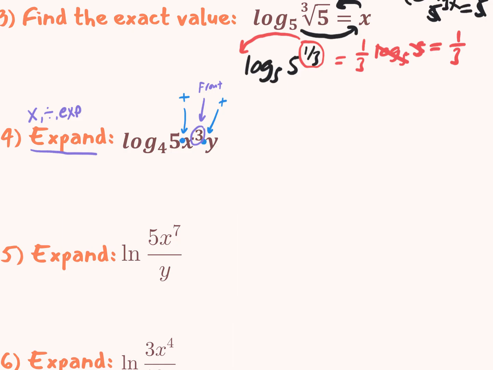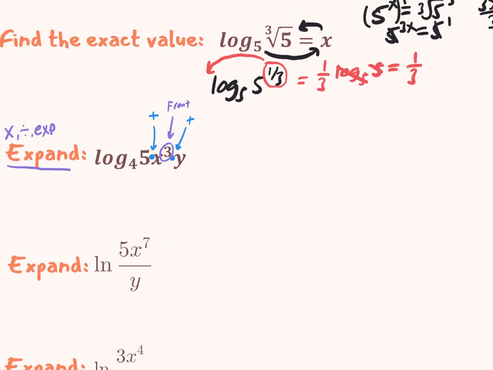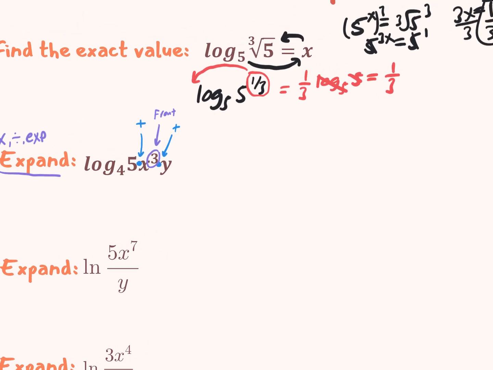So let's put it all together, right? When you're expanding, you first want to start with any multiplication and division. So I'm going to turn this 5 times x to the third times y into a log base 4 of 5 plus log base 4 of x to the third plus log base 4 of y. All right, so then that takes care of the plus and that plus. All right, now I want to do something about the exponent.